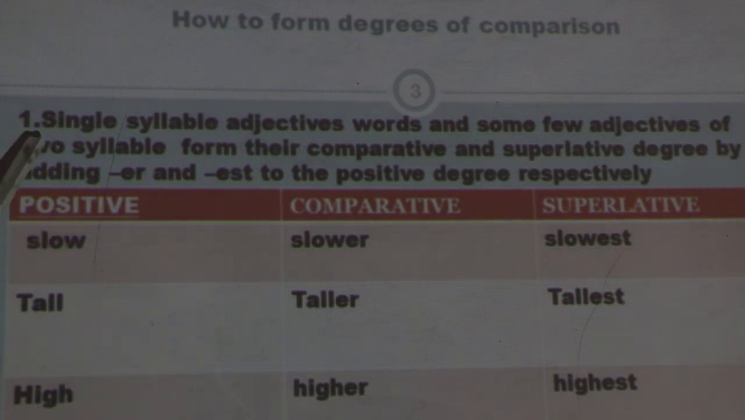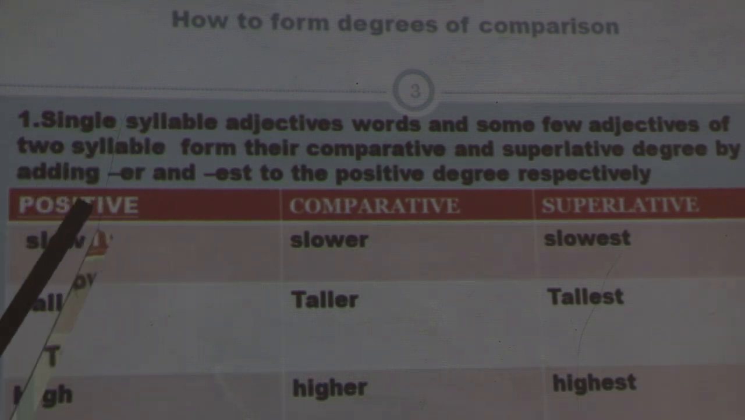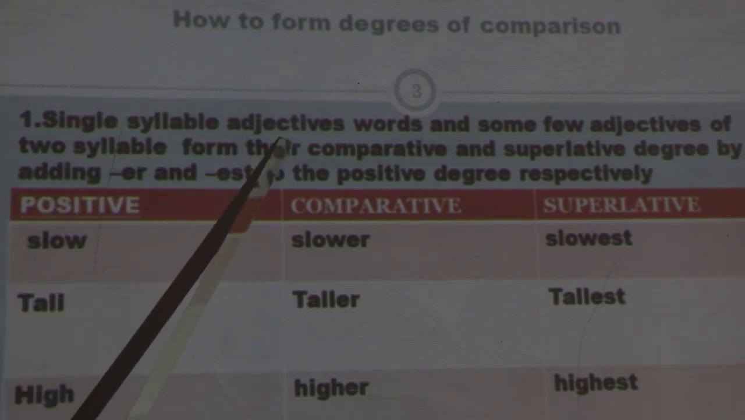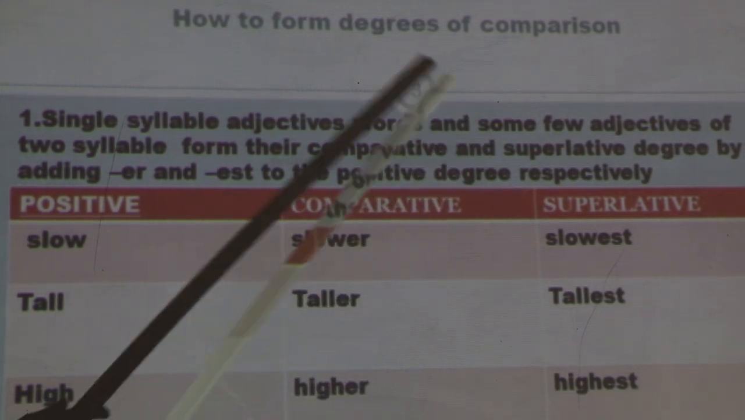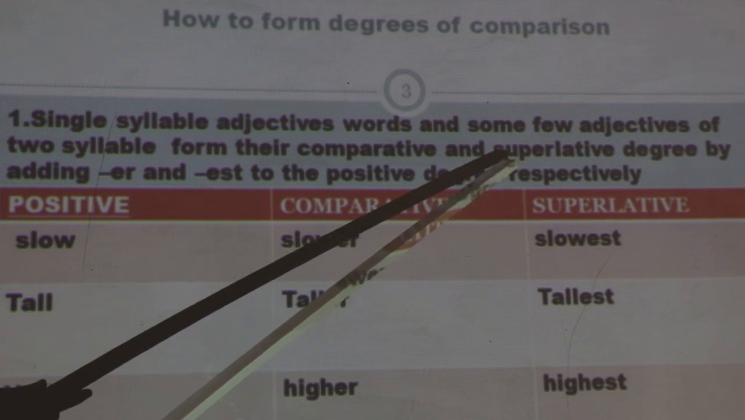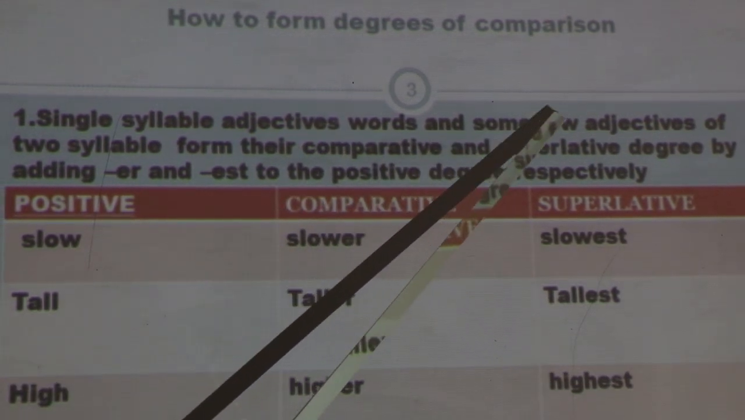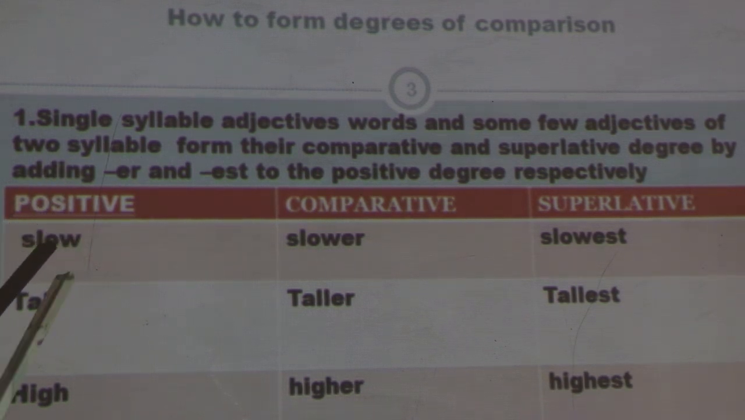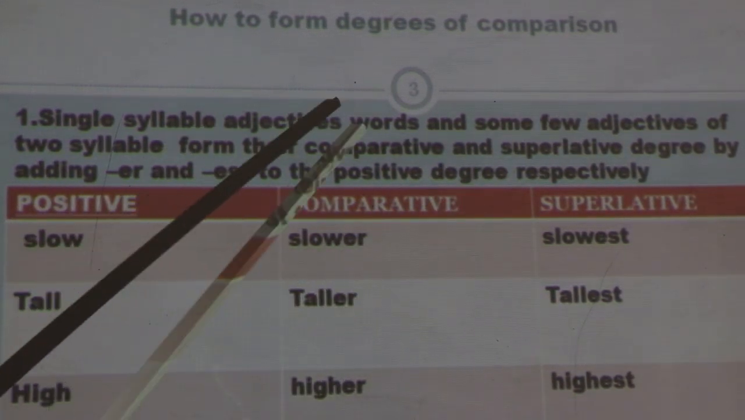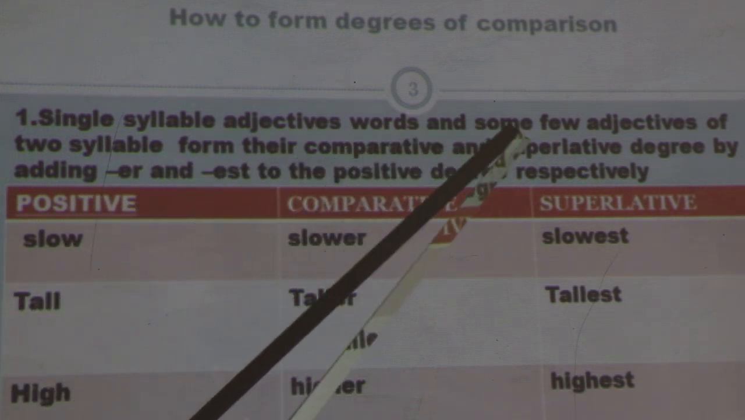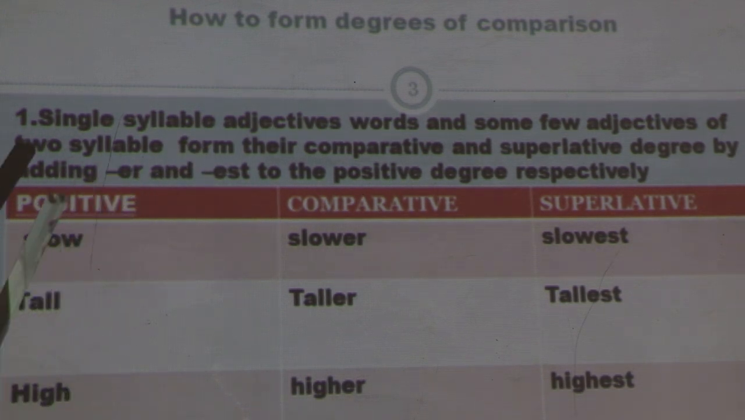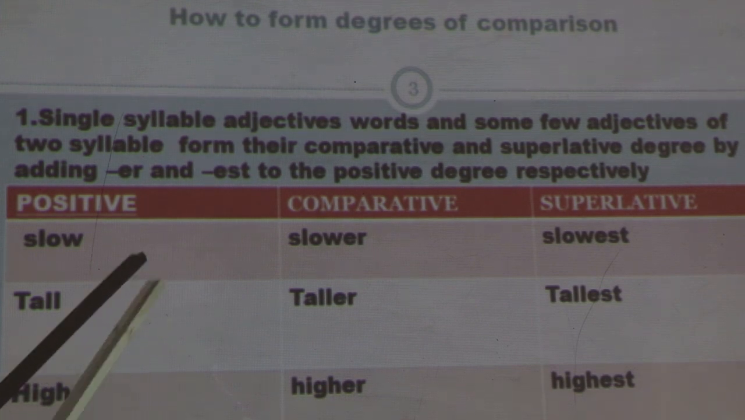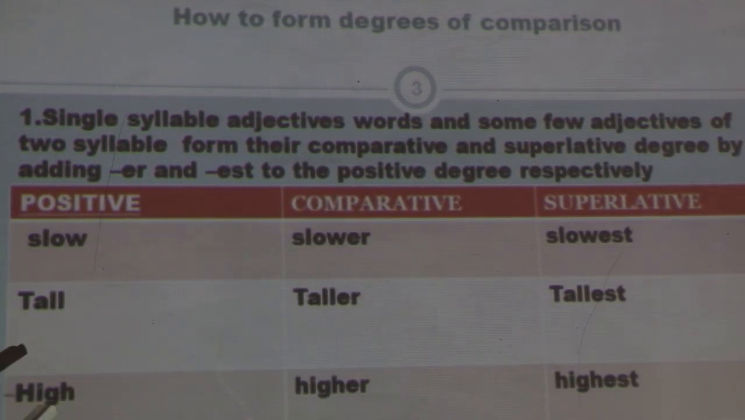Now let's see the first rule of how to form degrees of comparison. It says single syllable, that means one syllable, adjectives, and some. You see this word? You have to underline it. I insist you underline "and some" because it's very important. And some few adjectives of 2 syllables. Just a few, not a lot. Adjectives of two syllables form their comparative and superlative degree by adding "er", pronounced as "a", and "est", to the positive degree respectively.